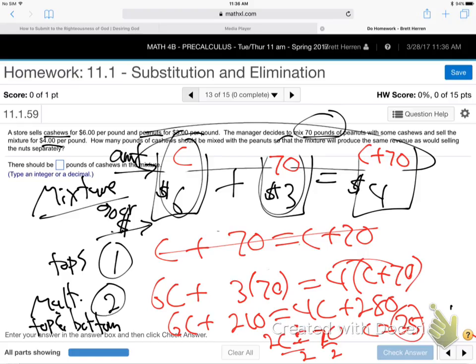Everybody see that? They were giving me how many peanuts. And everybody see why this is C plus 70? Because C plus 70 is C plus 70 up there, right? Total pounds. If C is how many pounds of cashews, 70 is how many pounds of peanuts, then C plus 70 is how many pounds of the mix, right?